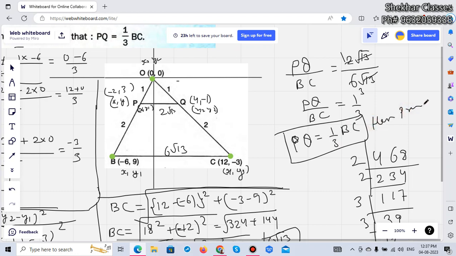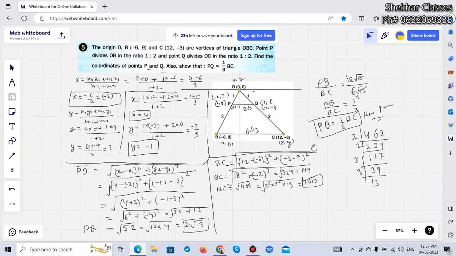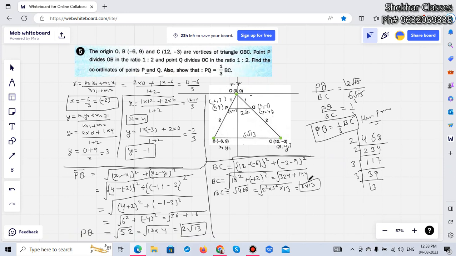Hence proved. So this is how we have to solve it, because I have to show you everything in the same small space. The order of writing could be different, but you need to go through that part, and I hope you have understood how to solve it.